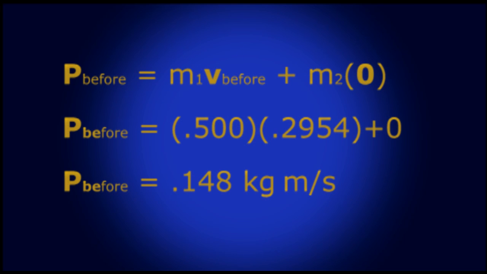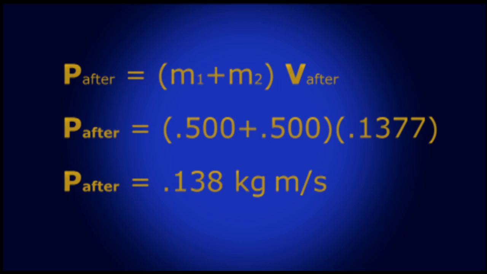The before momentum is the mass of cart 1, half of a kilogram, multiplied by the before velocity of 0.2954 meters per second, giving a momentum of 0.148 kilogram meters per second. The after momentum is the sum of the masses of cart 1 and cart 2, a total of 1 kilogram, times the after velocity of 0.1377 meters per second, producing a momentum of 0.138 kilogram meters per second.